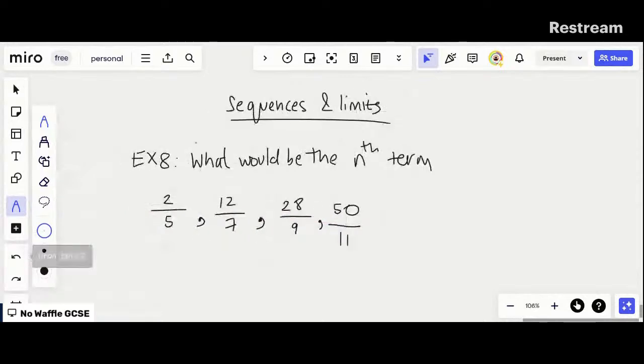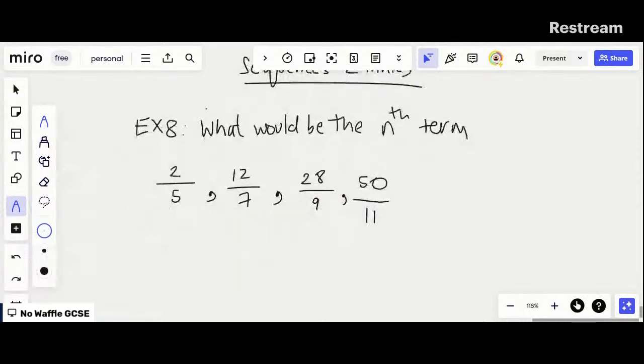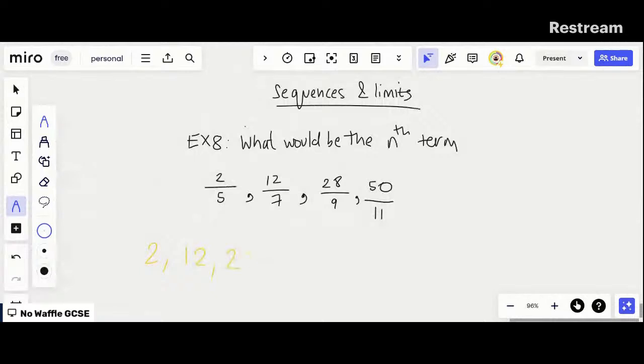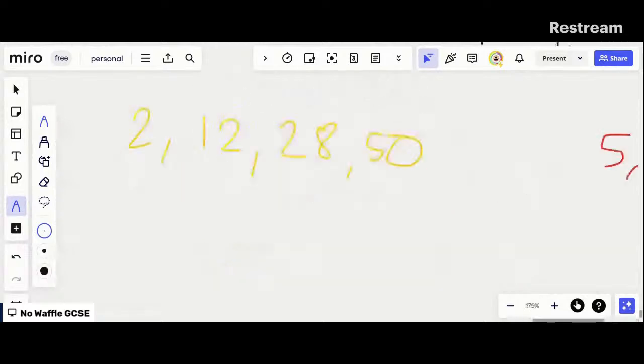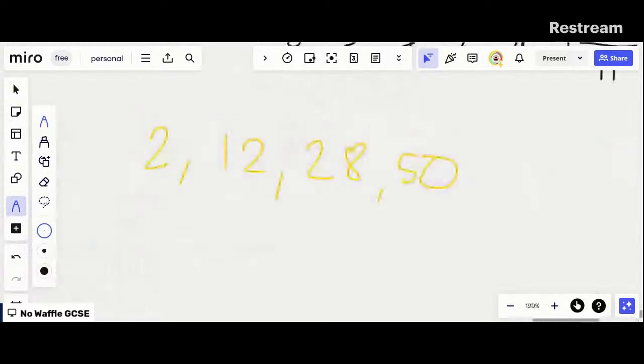So what do we notice? Let's write them separately. You've got the numerators on one side, and the denominators on the other. You've got two different sequences. They don't have the same way of working. So for this one, you've got 2, 12, 28, and 50. So how does that work?